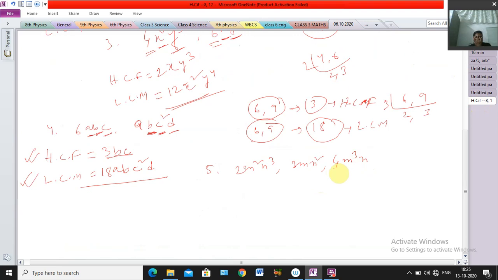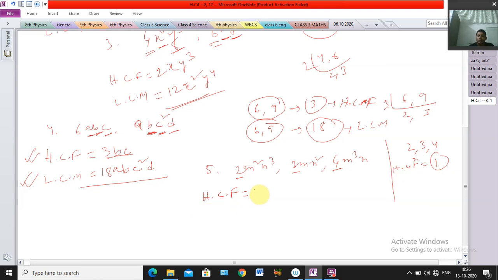This is the question. You have to find out the HCF and LCM. So what do we do at first? See, the numerical coefficients given are 2, 3 and 4, so we have to find the HCF of 2, 3, 4. HCF means highest common factor. Is any common portion there? No, so the HCF of 2, 3, 4 will be only 1. Clear?